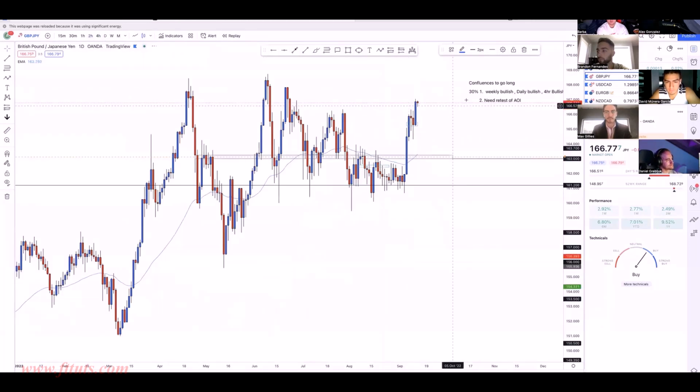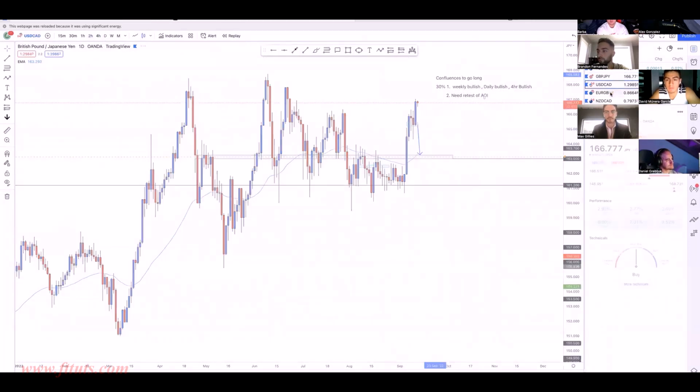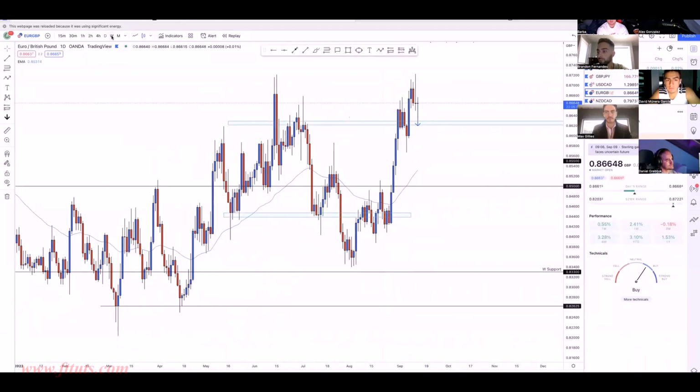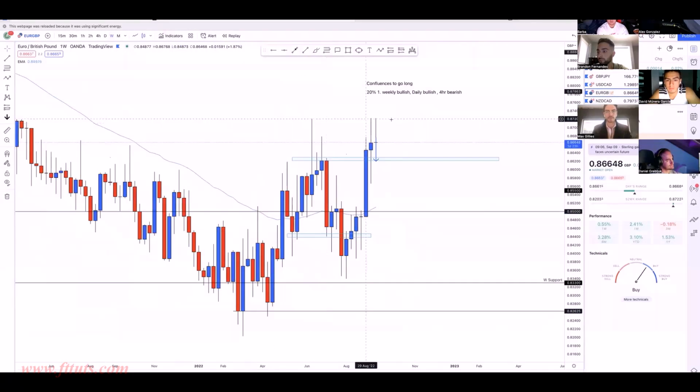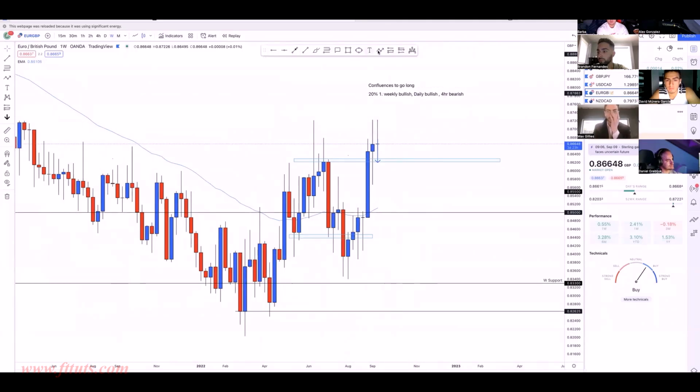So let's actually find another pair that's a little bit better. Perfect example is Euro GBP. Euro GBP, yesterday's example, bullish, we're good to go, right? Where are we on the weekly?